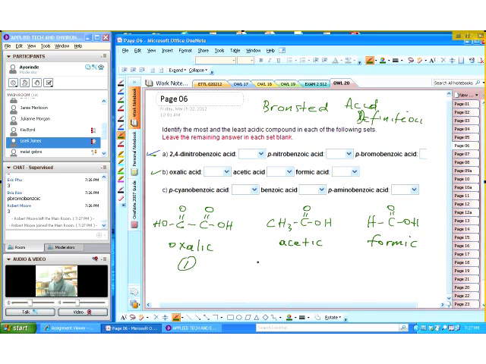Which will be the most acidic? Let us call this 1, 2, and 3. Which will be the most acidic? 1. Very good. That is correct. But why will it be the most acidic?